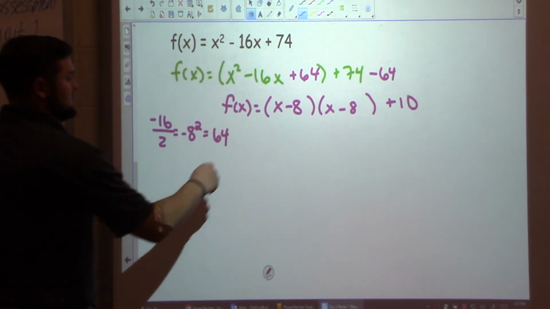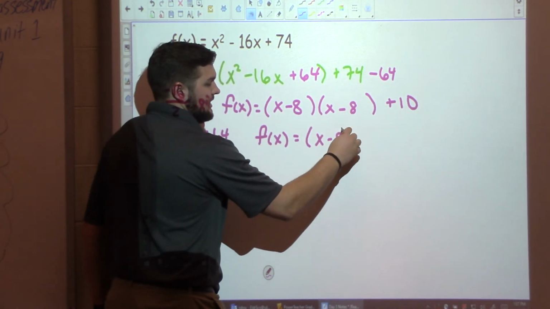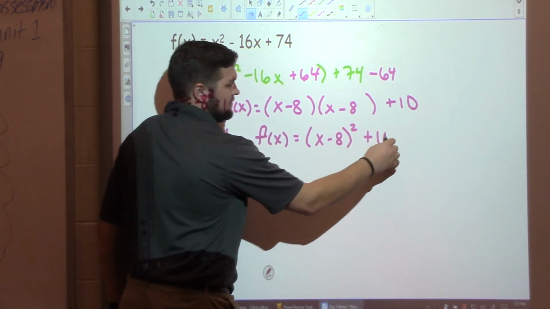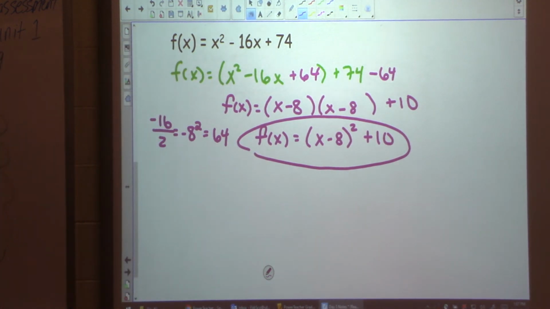Okay? So then f of x equals x minus 8 squared plus 10. That's not bad. That's in vertex form. Alright? Where are we at here? What do we have left? What about if A is not one? 2 more questions.